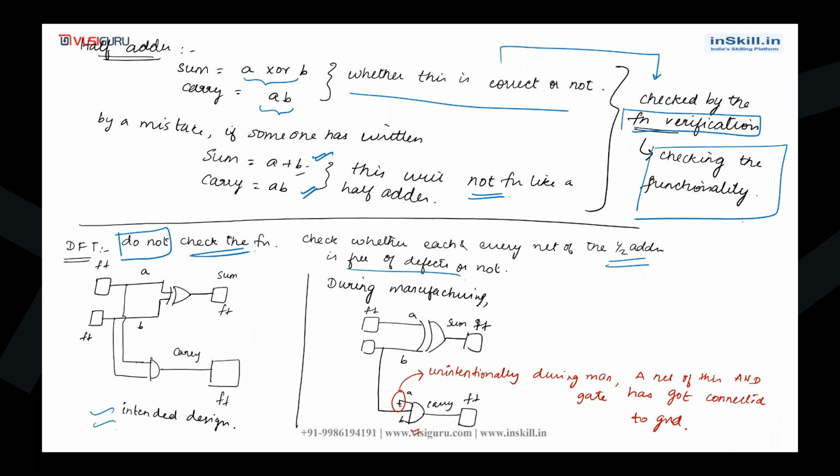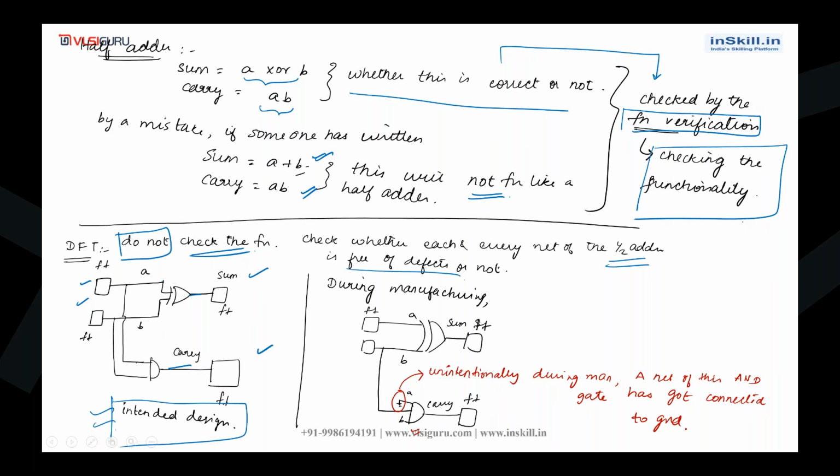Here, if you see, we have this XOR gate. Sum is A XOR B. A and B both XORed is sum. A and B both ANDed is carry. A and B are coming from some flops, and sum and carry are going back again to a flop. So this is the intended design.